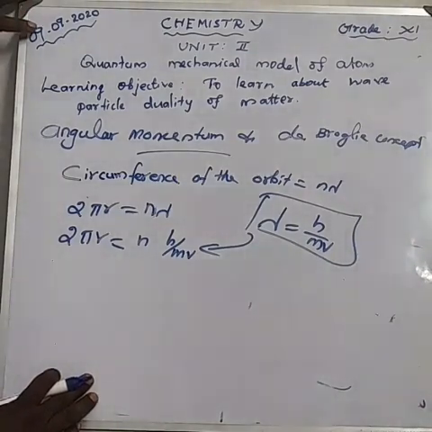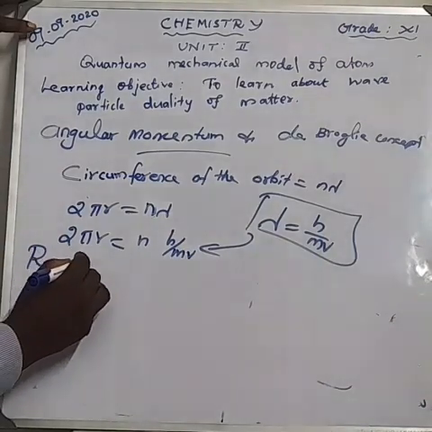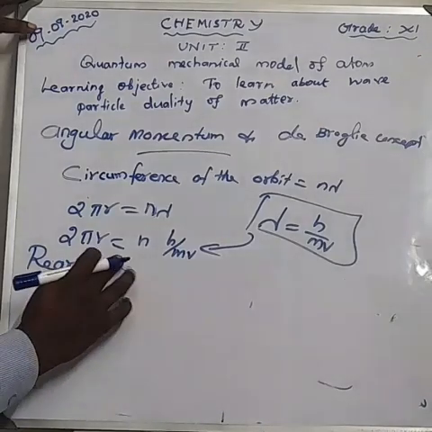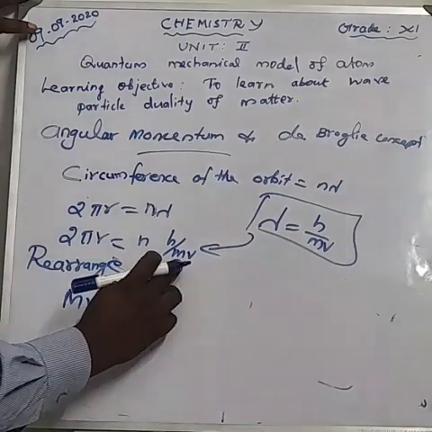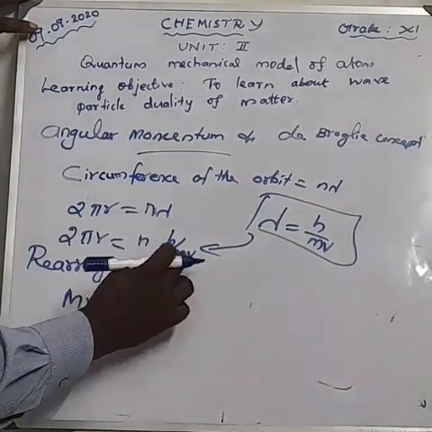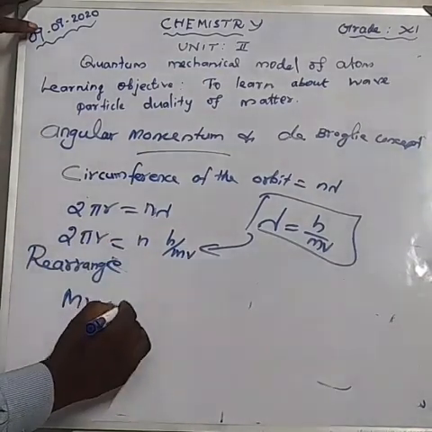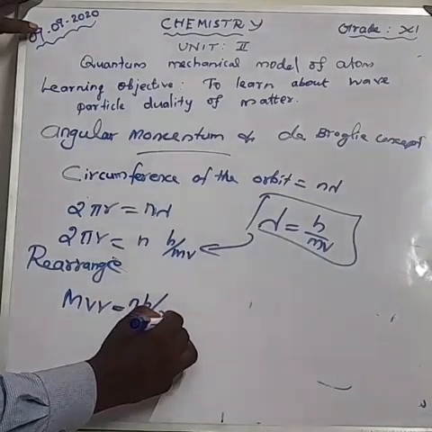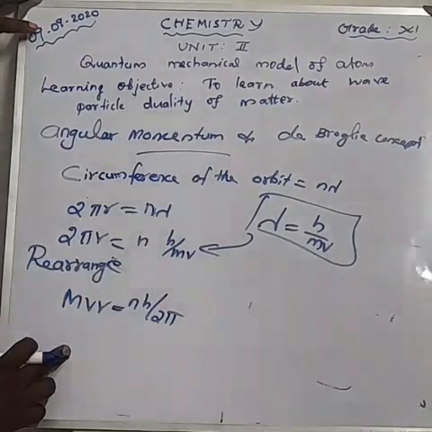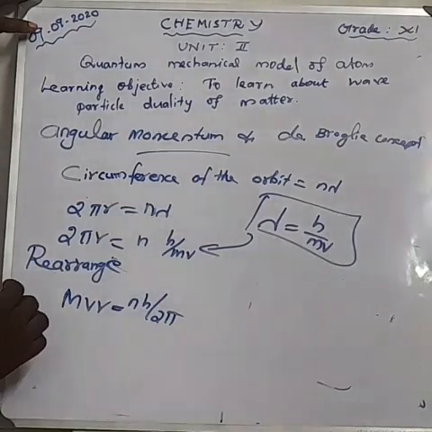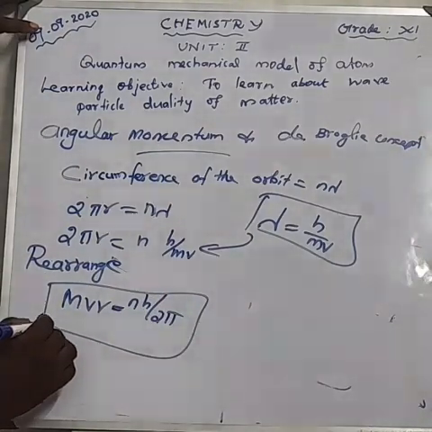Then on rearranging the above equation, we get mvr, that is mv into r, is equal to nh by 2 pi. Clear? This is what? Angular momentum. mvr is the angular momentum.